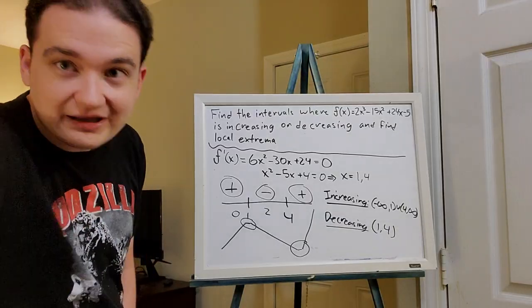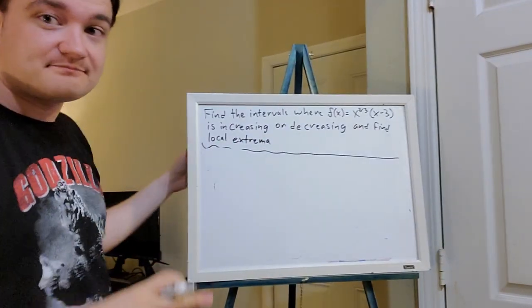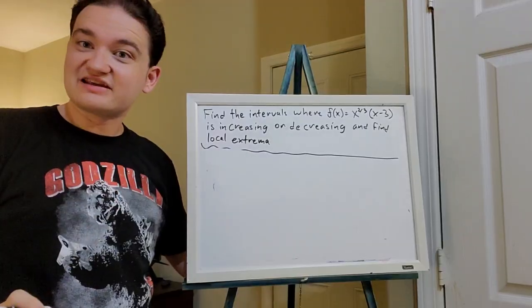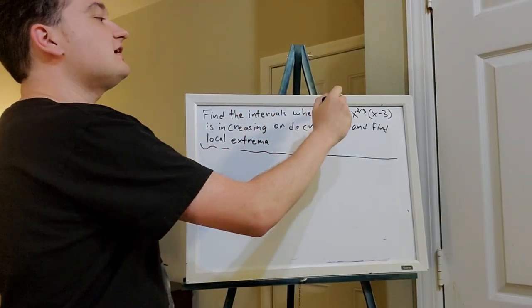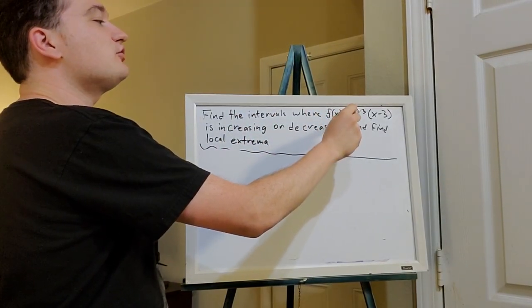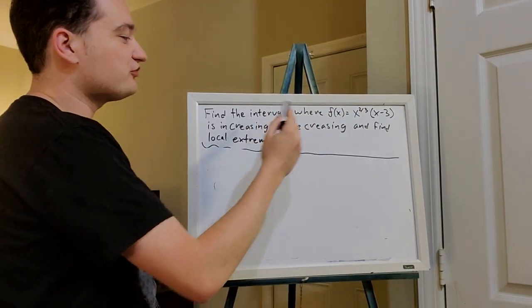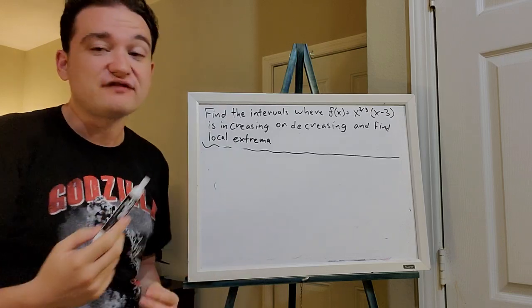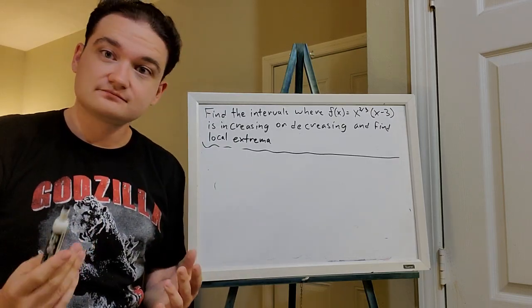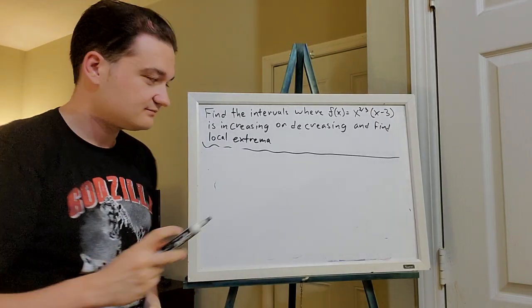Let's do another example. New problem, same task. We're given a function, x to the 2/3 times x minus 3, and we want to find where that function is increasing or decreasing. We want to find those local extrema. Okay, how are we going to do it?